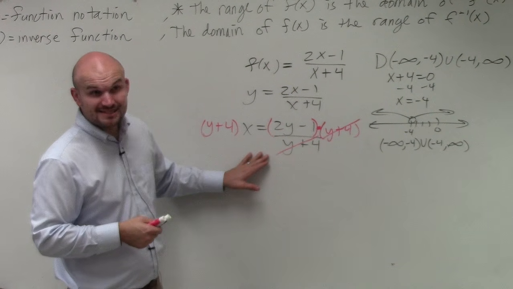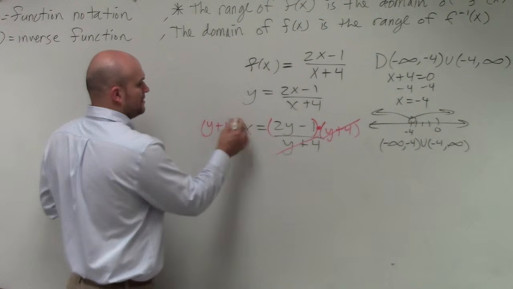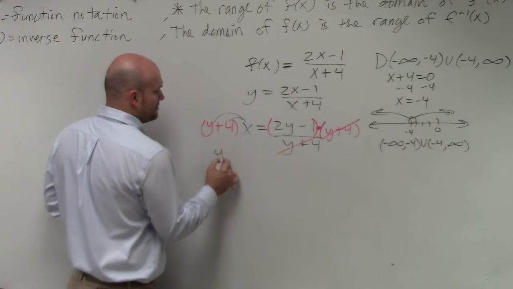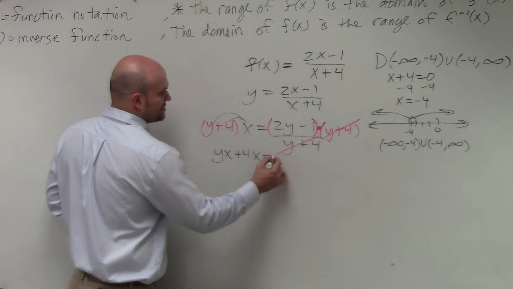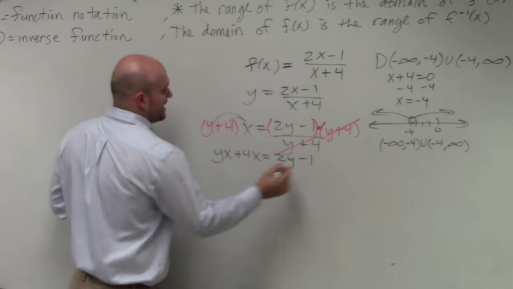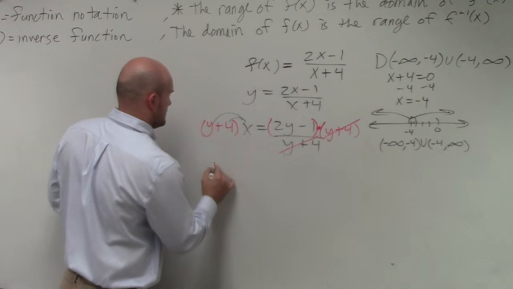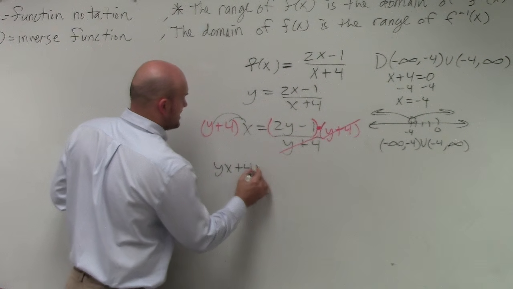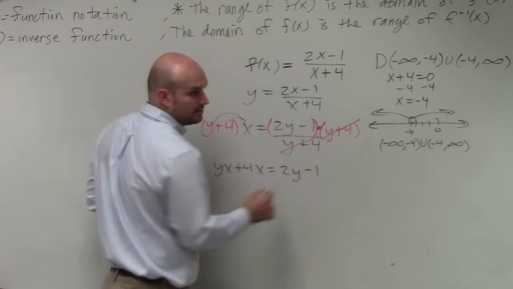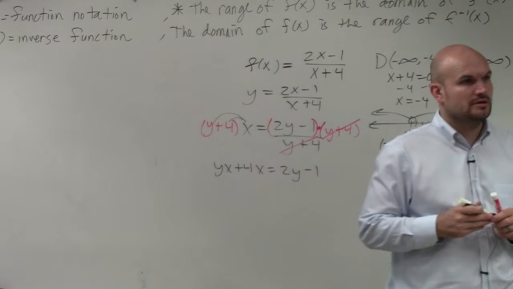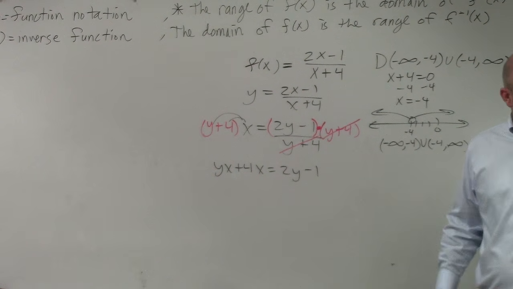So now I can simplify this. But I also kind of want to get rid of these parentheses here. So I'm going to apply distributive property. So I get yx plus 4x equals 2y minus 1. Let's do that a little bit lower down. Yx plus 4x equals 2y minus 1. Is everybody following me what I did so far? I think this is the point that you got to, right?